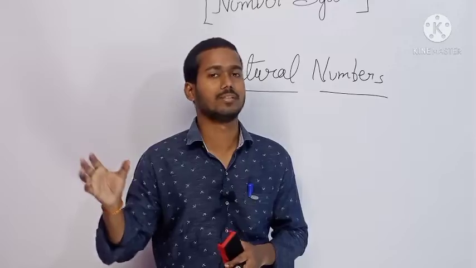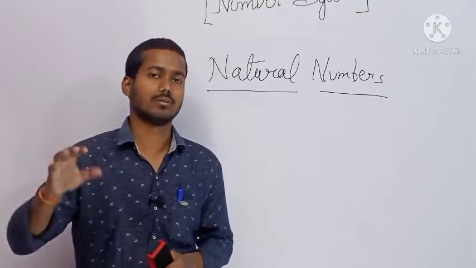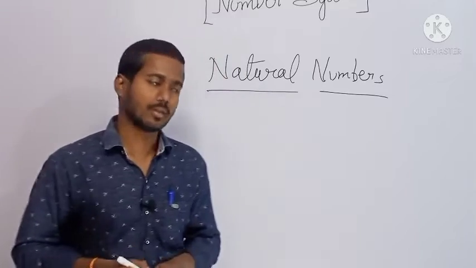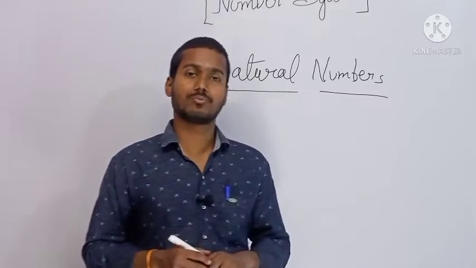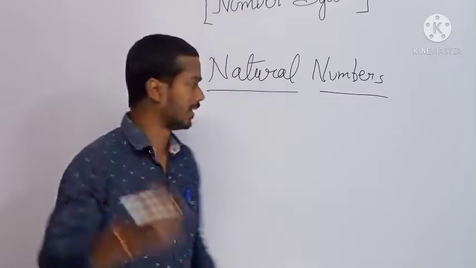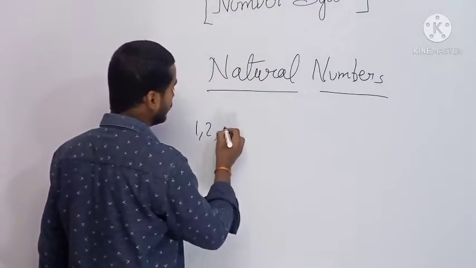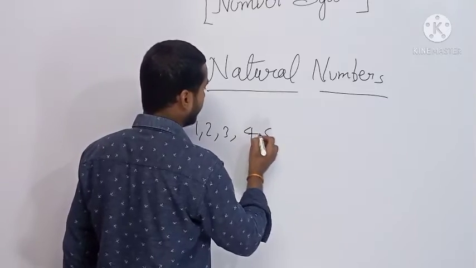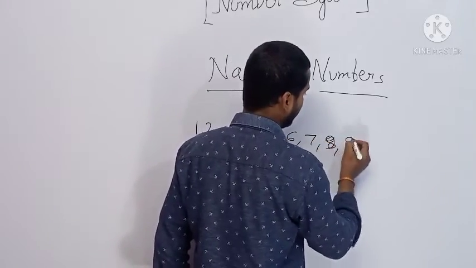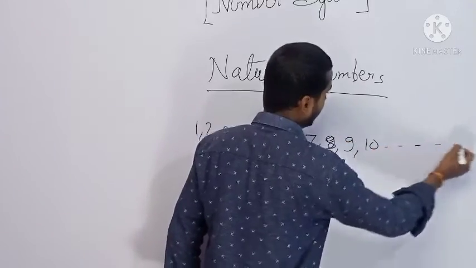Naturally, in our mind, we start counting. For counting purposes, we use natural numbers, or you can say those numbers which are used for counting are called natural numbers. Example: 1, 2, 3, 4, 5, 6, 7, 8, 9, 10, like that.